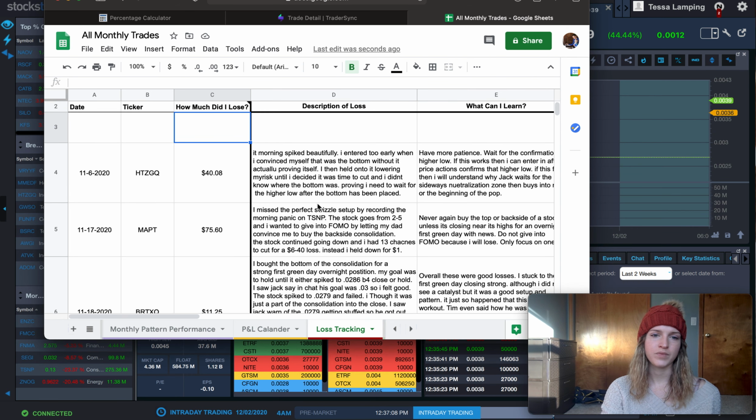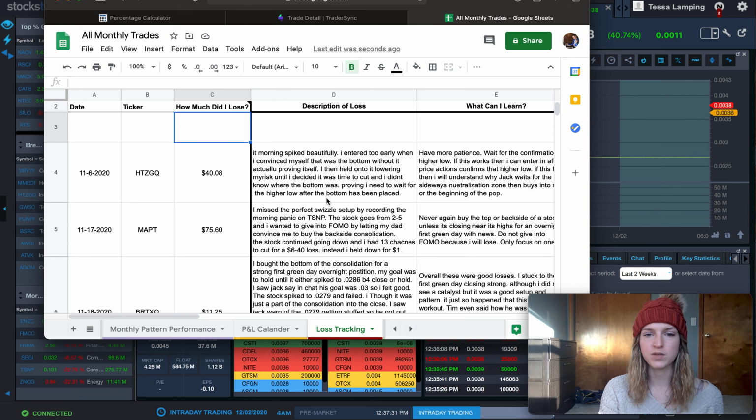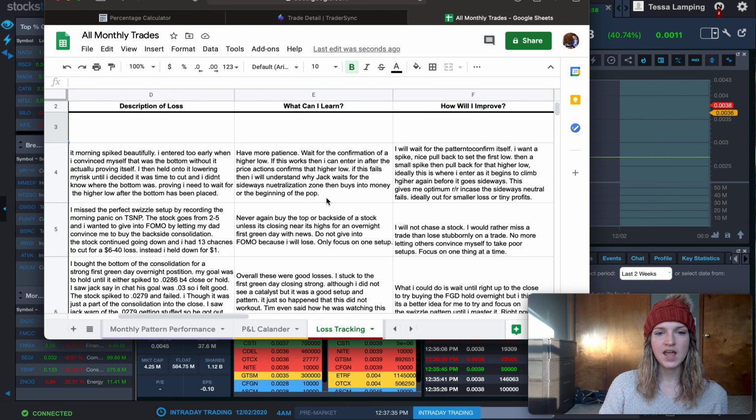So HTZGQ, it had a morning, it spiked beautifully. I entered in too early. I convinced myself that was the bottom without it actually proving itself. I then held into it, lowering my risk until I decided it was time to cut, and I didn't know where the bottom was, proving I need to wait for the higher low after the bottom has been placed. That's the description of the loss. What can I learn from this? Have more patience, wait for the confirmation of a higher low.